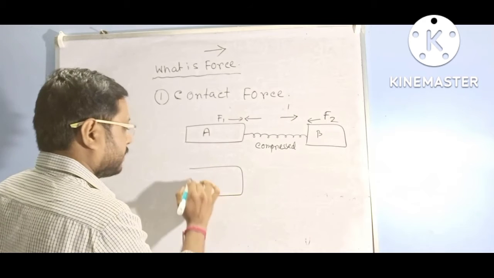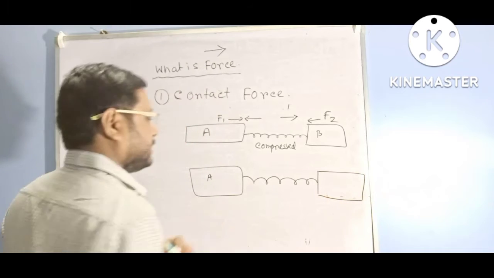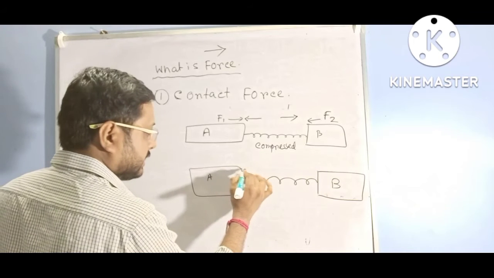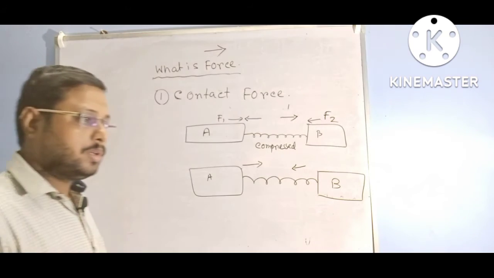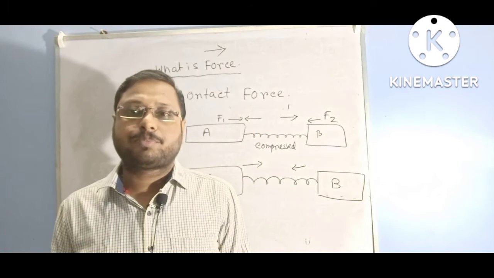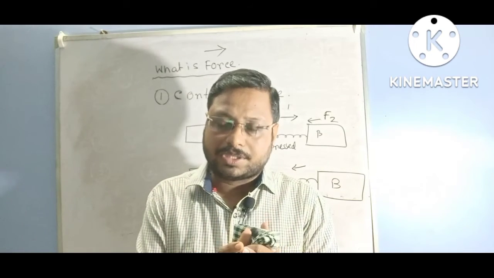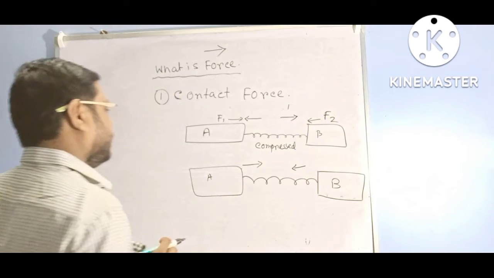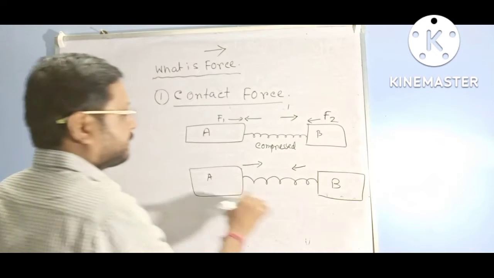But if the spring is stretched, then the spring wants to retain its original size, so there is a restoring force along this direction. So the spring always opposes the external force. It always applies a force opposite to the external force, that is, opposite to its stretching or compression or elongation. So this is always a contact force because all the forces are physically in contact.